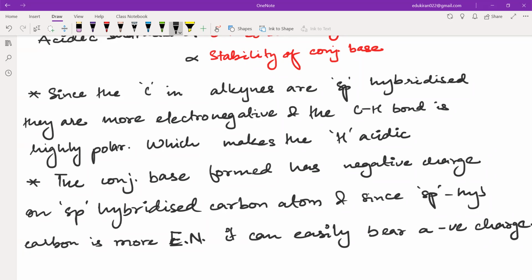Okay. Are these points clear? Whenever you are asked what the reasons are that alkynes are acidic, these are the two reasons that you are going to write. Fine, all of you, yes or no? Yes or no, guys, tell me. Yes, sir. Okay.